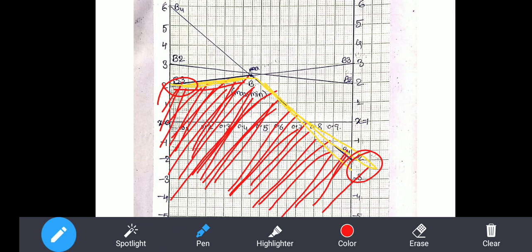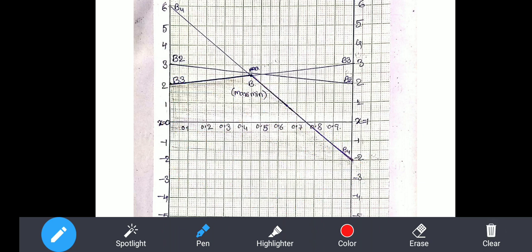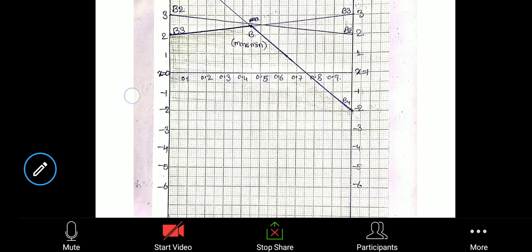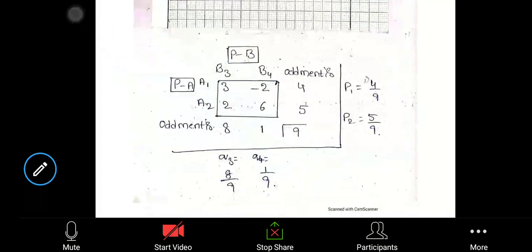B3, B4 columns are selected for the 2 by 2 matrix here. Other than that, no other columns are going to contact with the maximin area. So that is the reason we selected the B3 comma B4 columns here. Based on that, we are going to find the oddments.